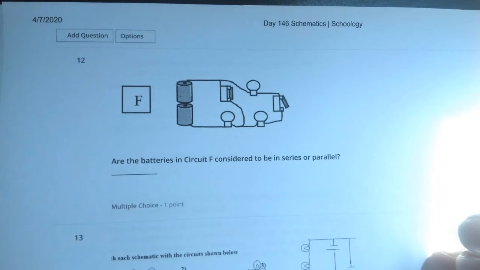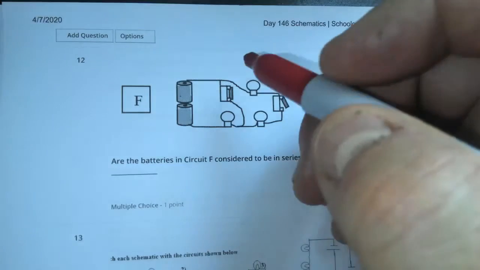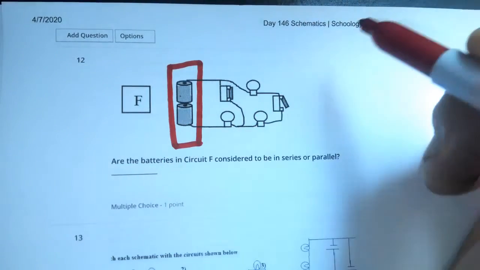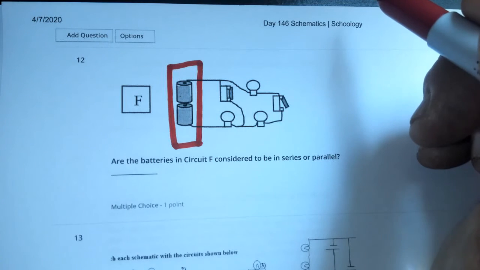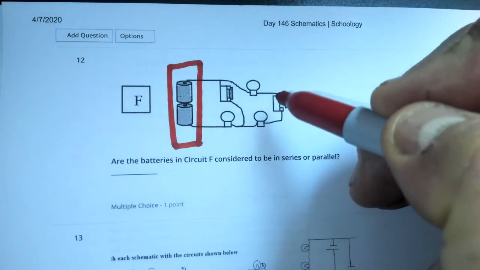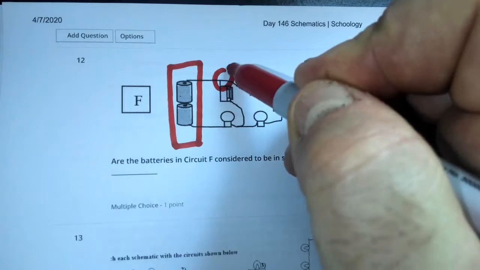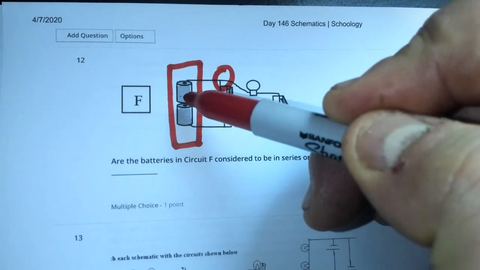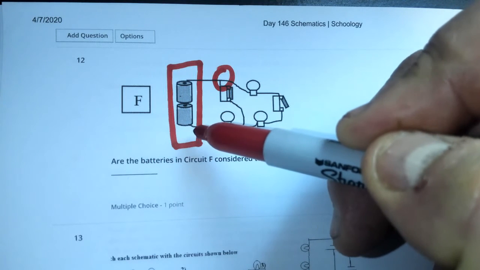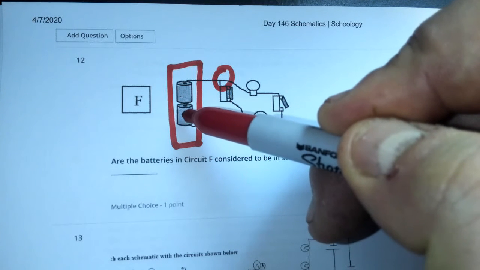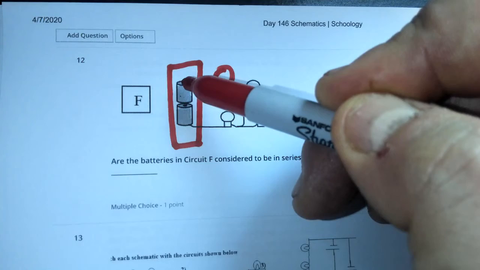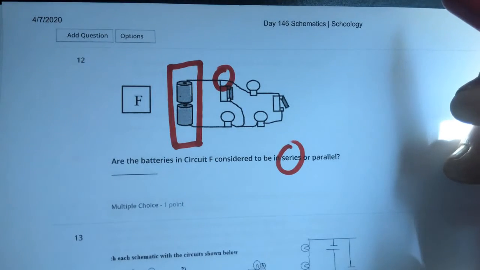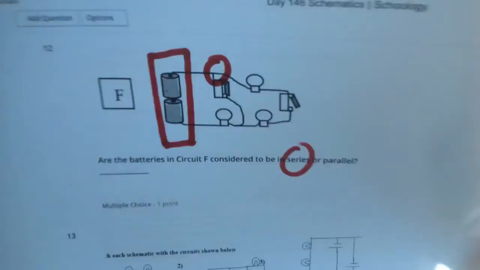Number 12. Are the batteries considered to be in series or parallel? So we're only looking at this section right here with the batteries. We're not looking at the entire circuit. The entire circuit would be called a parallel circuit because there's branches there. But in this one part with the batteries, there is no branch. Any charge that gets pushed out by one battery has to go through the other battery. And so that would be a series section of this circuit.